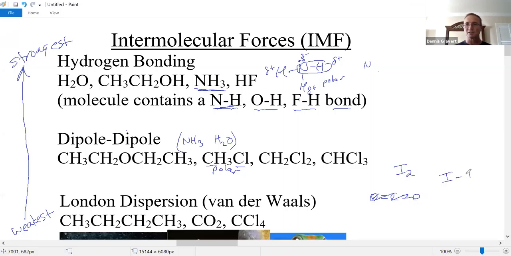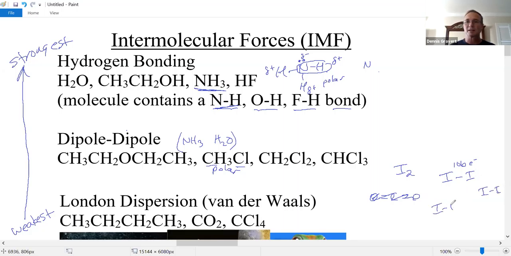So the I2 molecule looks like this. Iodine, I think, is element number 53. Where's my periodic table? Every chemist should have one, right? Yeah, I do. It's element 53. If it's element 53 and there's two of them, then there's 53 times two, 106 protons, and there's 106 electrons.